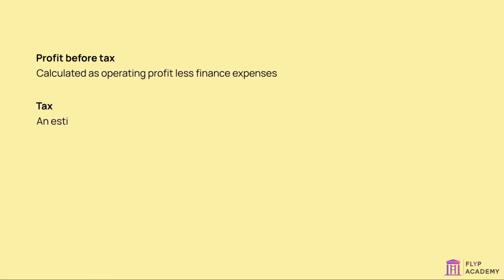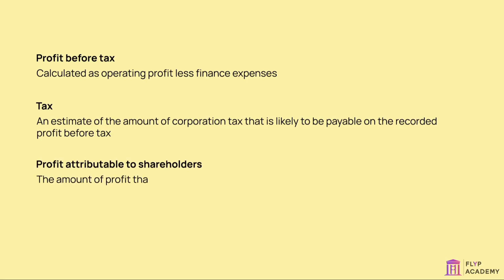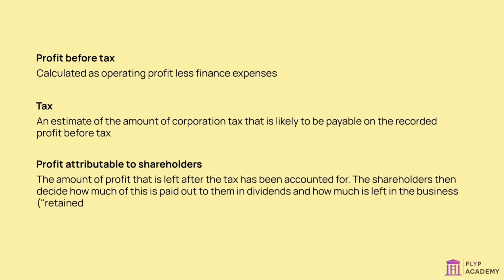Tax, an estimate of the amount of corporation tax that is likely to be payable on the recorded profit before tax. Profit attributable to shareholders, the amount of profit that is left after the tax has been accounted for. The shareholders then decide how much of this is paid out to them in dividends and how much is left in the business, retained earnings, in the equity section of the balance sheet.